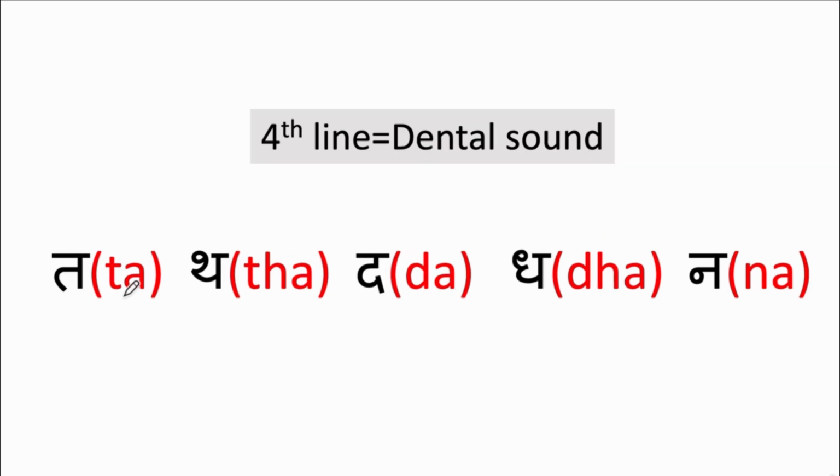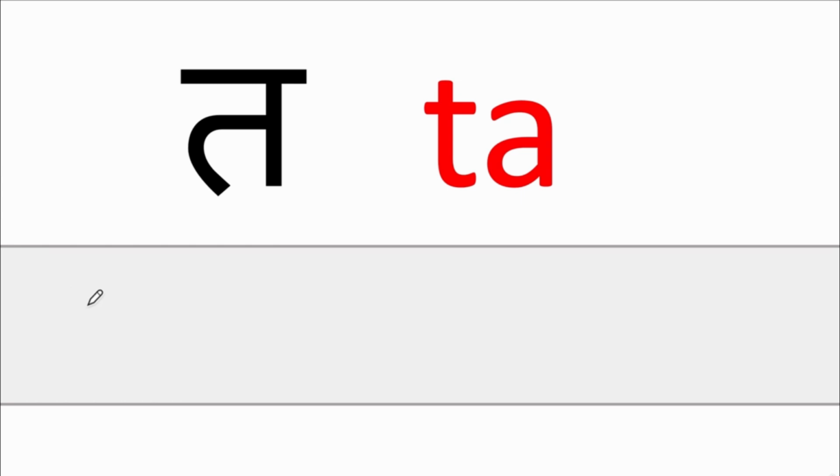Now let's move on to the fourth line. And the first consonant of the fourth line is ta. Be careful here, the romanization for the first consonant of the third line and the first consonant of the fourth line is the same, but the sound is totally different because the third line's first consonant is produced from the palate, but this is produced by touching the teeth. Ta. Now let's learn how to write ta.